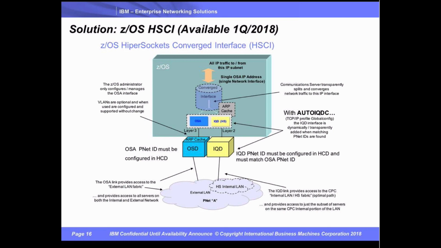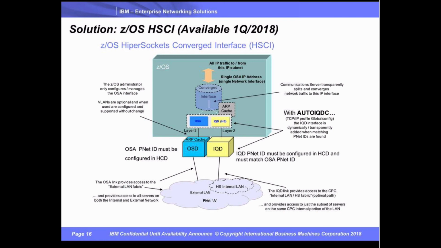Again, I will not go through all the notes on this page. I'll let you read this on your own, but we have one parameter in Comm Server. It's called auto IQDC: automatically converge my IQD channels with OSA, and they'll be converged when they have the same PNet IDs. When you tell us you're on the same broadcast domain, the same physical network, and you tell us to converge them, we will do so. On the HiperSockets side, we'll use Layer 2 protocol. On the OSA side, we'll use Layer 3 protocol, and it'll all look like one. There will be one IP address, one interface.